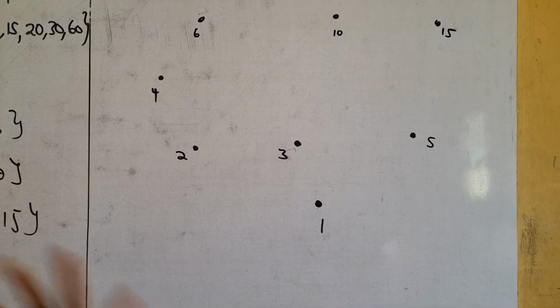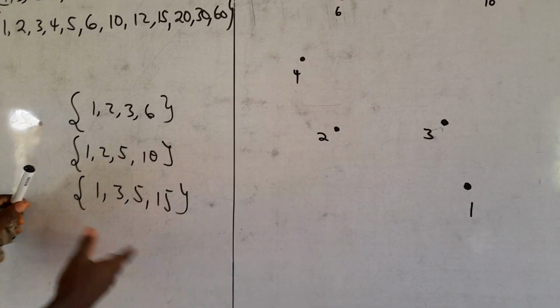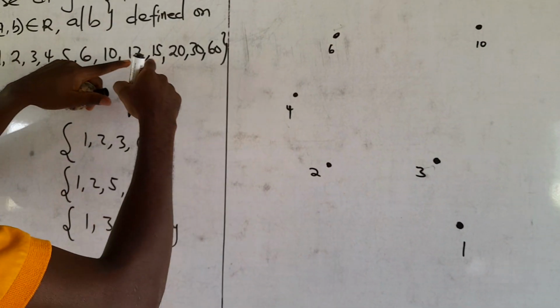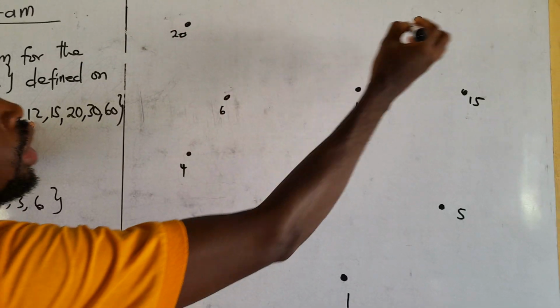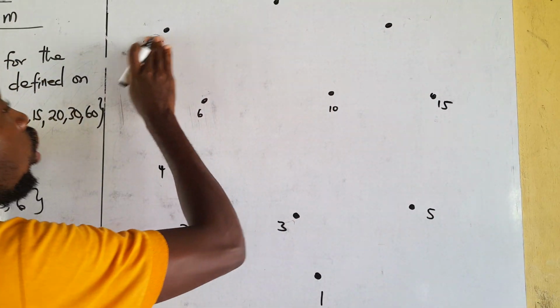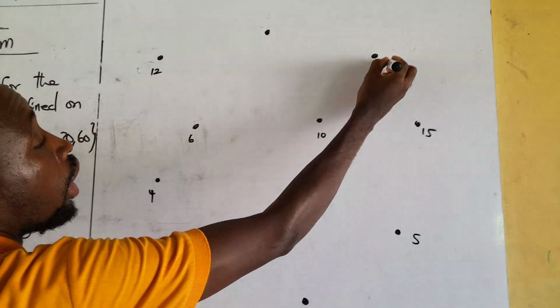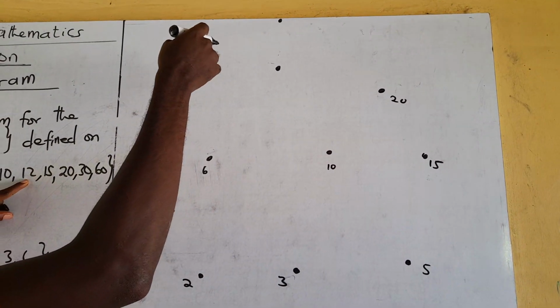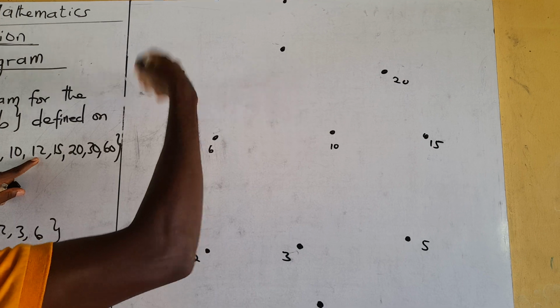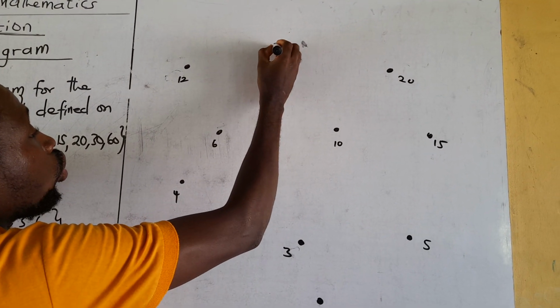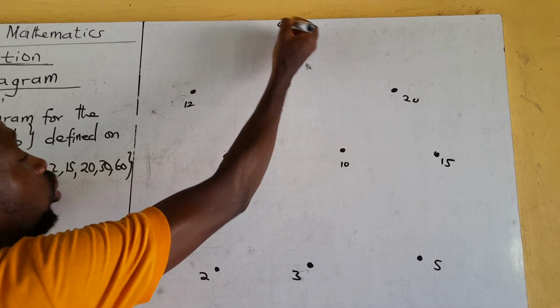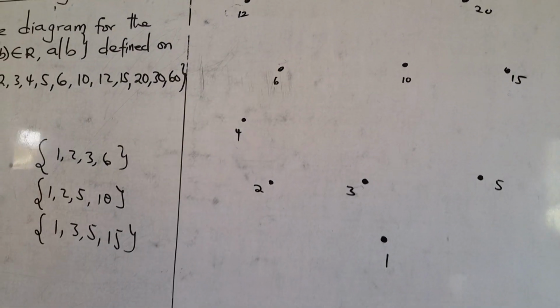Then the next that have more than 4 factors, that's 12 and 20. They have more than 4 factors, so they are the next. So 12 here, then 20 there. Then the next that have more than the factors of 12 and 20 is 30. Then the next one, or the last one, will be 60. This is how we position before we start drawing.